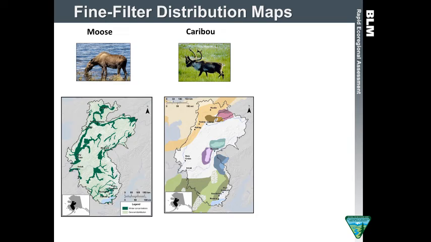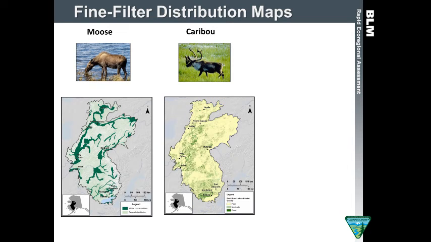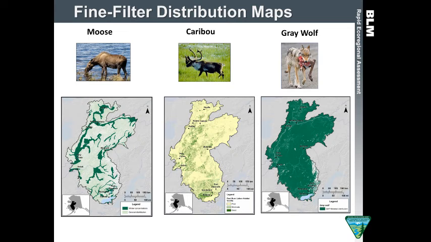For caribou, we simply mapped the ranges of the 8 different herds which occur in the REA during different seasons. And this was a range map which was provided to us by ADF&G, but we updated it based on satellite collar data for some of the herds and based on expert opinion largely. For caribou, we also mapped the distribution of lichen. Caribou rely heavily on lichen during the wintertime, and so we were able to produce a lichen distribution map for them. This is to answer one of the management questions.